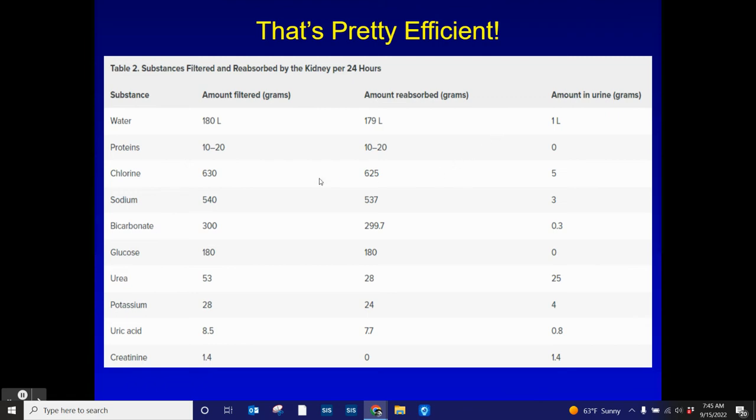Look down at chlorine. The kidneys filter 630 grams of chlorine, but you only pee out 5 grams. That means your kidneys are reabsorbing most of that, and the same with sodium. And look at glucose. Your kidneys filter out 180 grams of glucose, and reabsorb almost all of that.